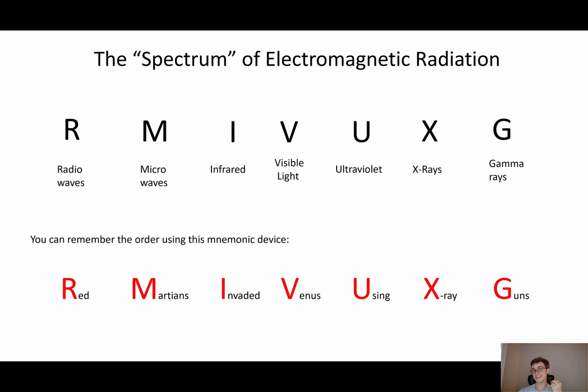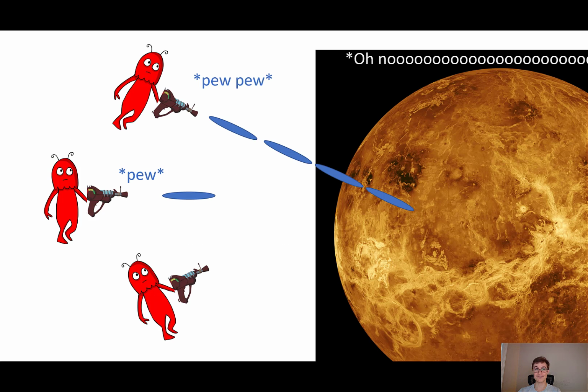Red Martians invaded Venus using X-ray guns. That's what I used in high school. And I created a helpful little graphic for you to remember that. These are some red Martians using their X-ray guns to invade Venus. You know that they're red Martians because they're red and they have the antennas. They're X-ray guns because they're going pew pew. They're not going bang bang. And Venus is being invaded because look, oh no, it's being invaded. So anyway, red Martians invaded Venus using X-ray guns. Radio waves, microwaves, infrared, visible, ultraviolet, X-ray, gamma. That's the order from low energy to high energy rays. We're going to be talking more about that later, but I hope that was helpful.